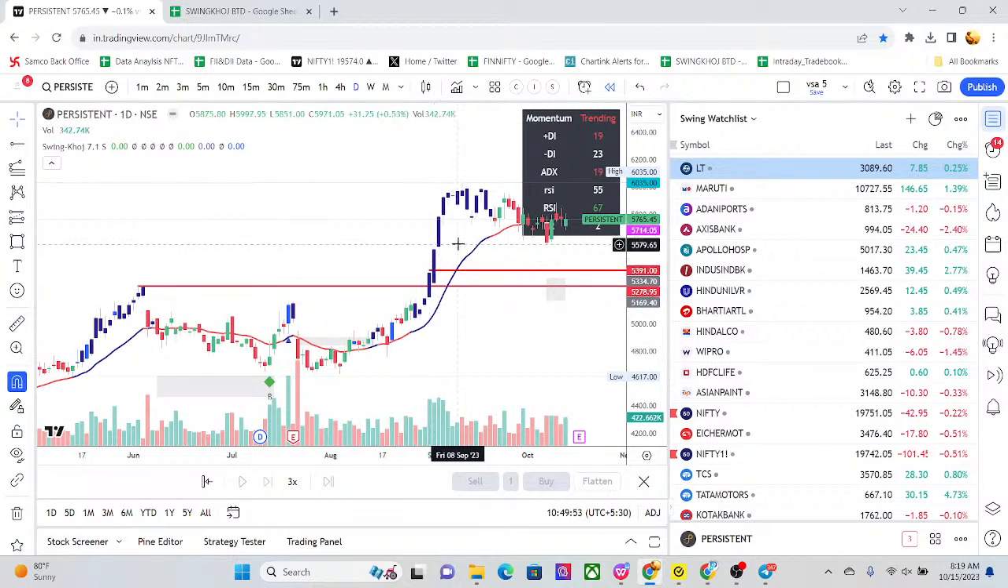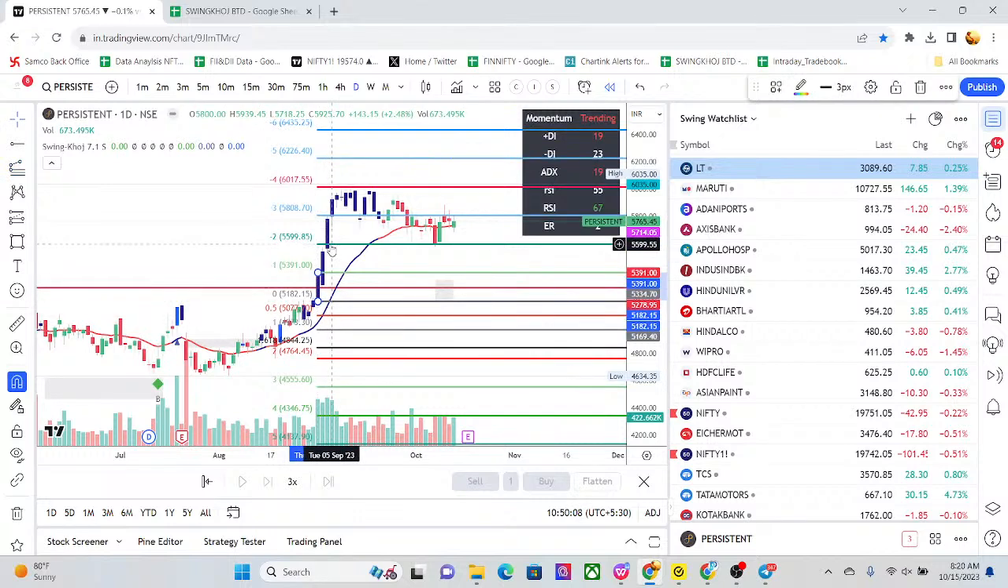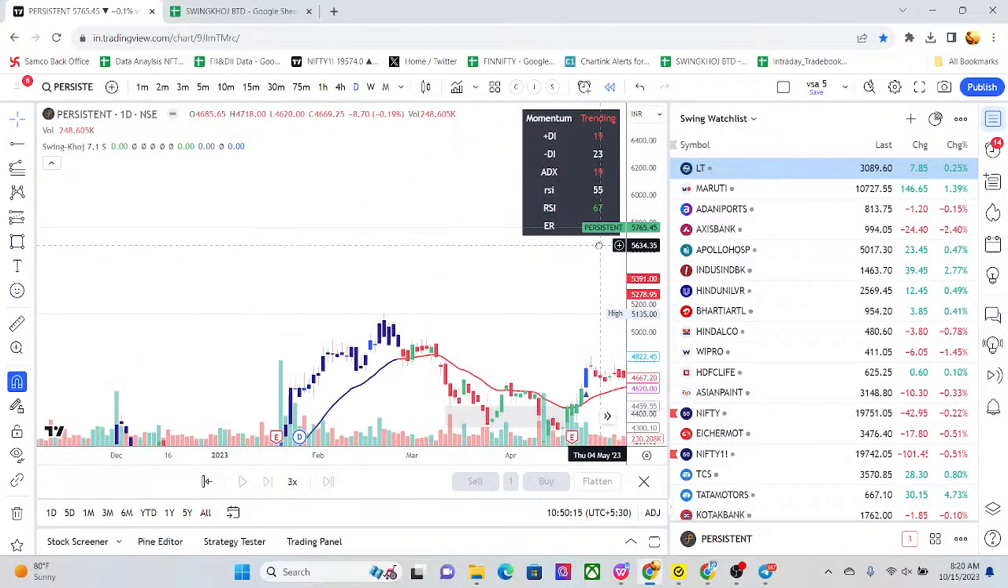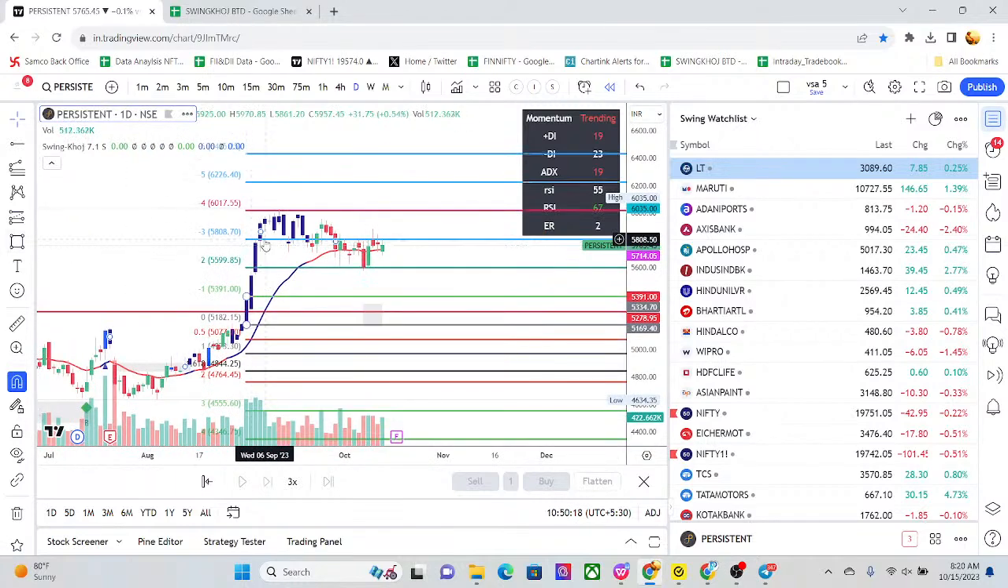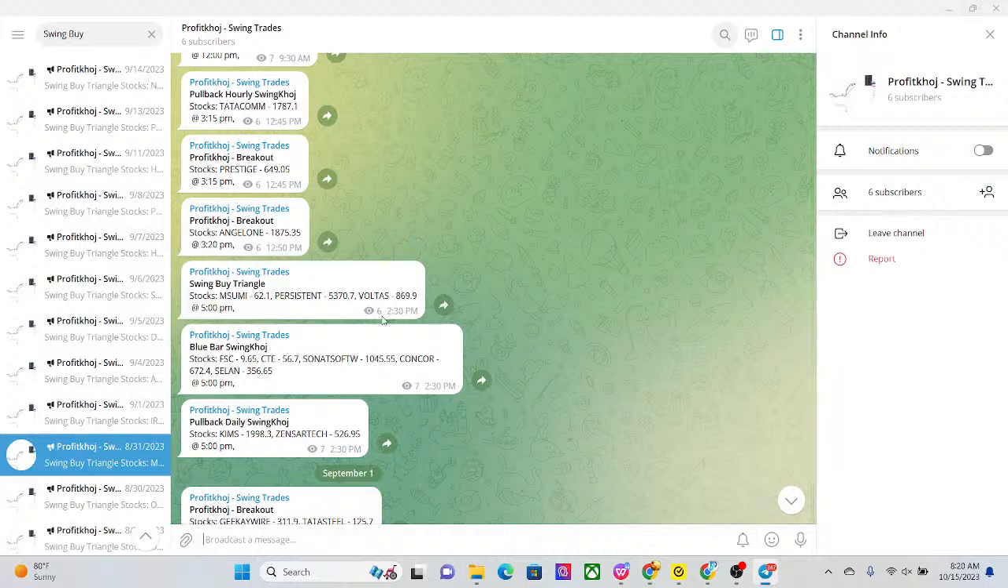So this is our entry here, and the 20 MA value here. Entry, 20 MA value is the stop loss. So I can see 1:3 we got already. Is there any resistance here? No. So we can go for 1:2. So target is done, right? Let's check one more example.